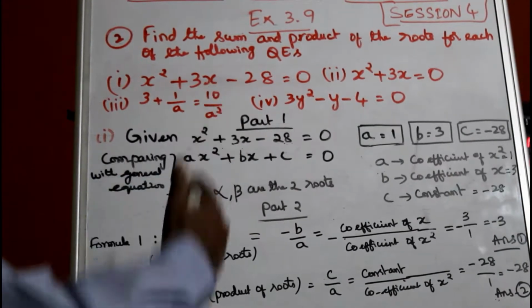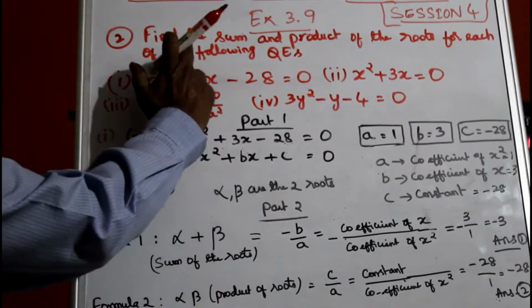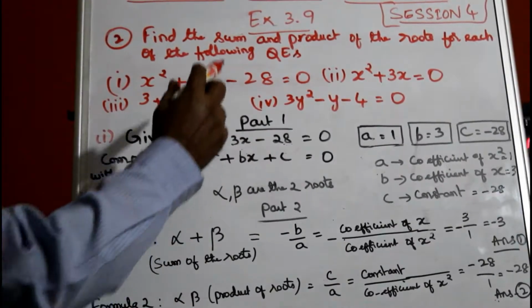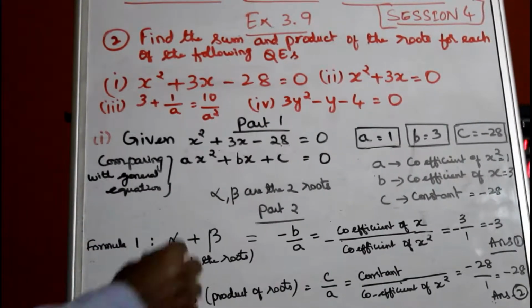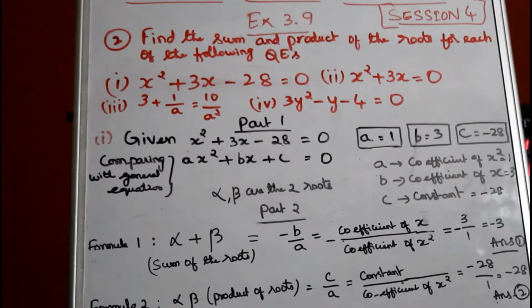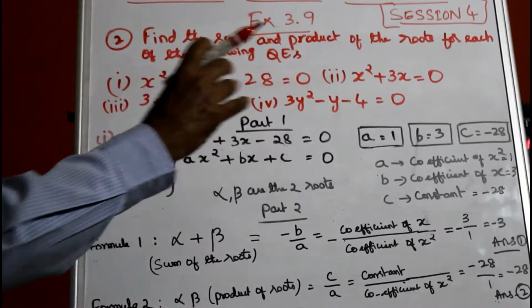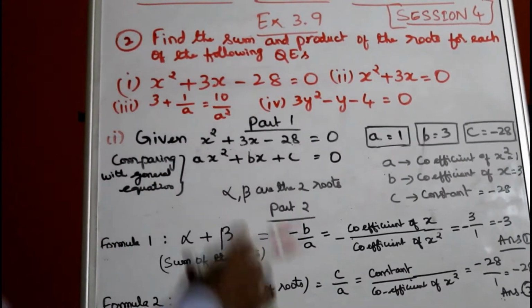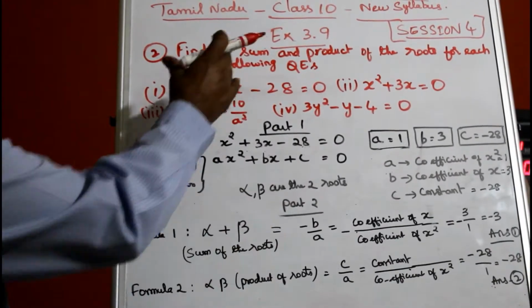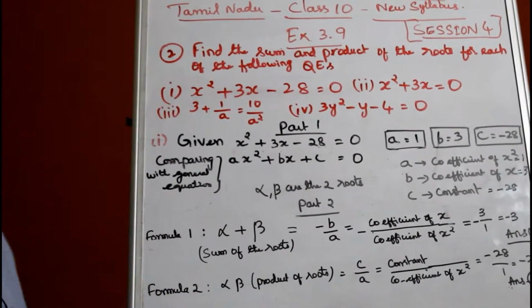Now we'll go to the next model. Here they asked to find the sum and product. The previous model, sum and product they gave. It's actually a reverse model, where the sum and product we have to find out. In the previous sum, again I repeat, alpha and beta were given and the equation was asked. Here the equation is given and sum and product is asked. That's why I said it's a reverse model.